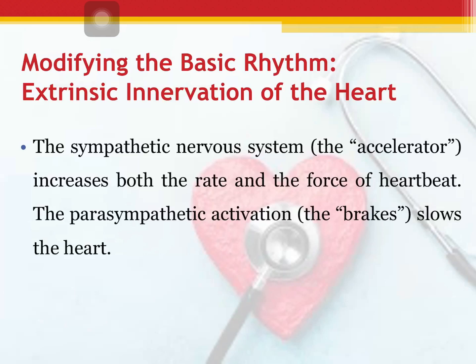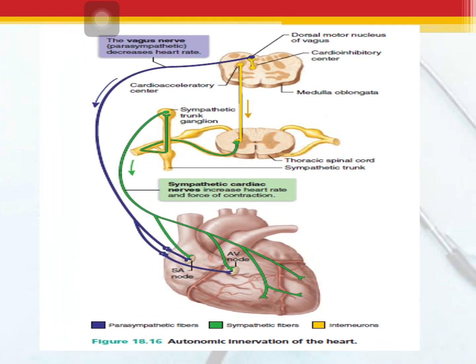Although the intrinsic conduction system sets the basic heart rate, the fibers of the autonomic nervous system modify its march-like beat and introduce a subtle variability from one beat to another. This autonomic nervous system, composed of the sympathetic and parasympathetic nervous systems, modifies the basic rhythm of the heart. The sympathetic nervous system serves as an accelerator that increases both the rate and force of the heartbeat. The parasympathetic nervous system serves as a brake that slows the heart.